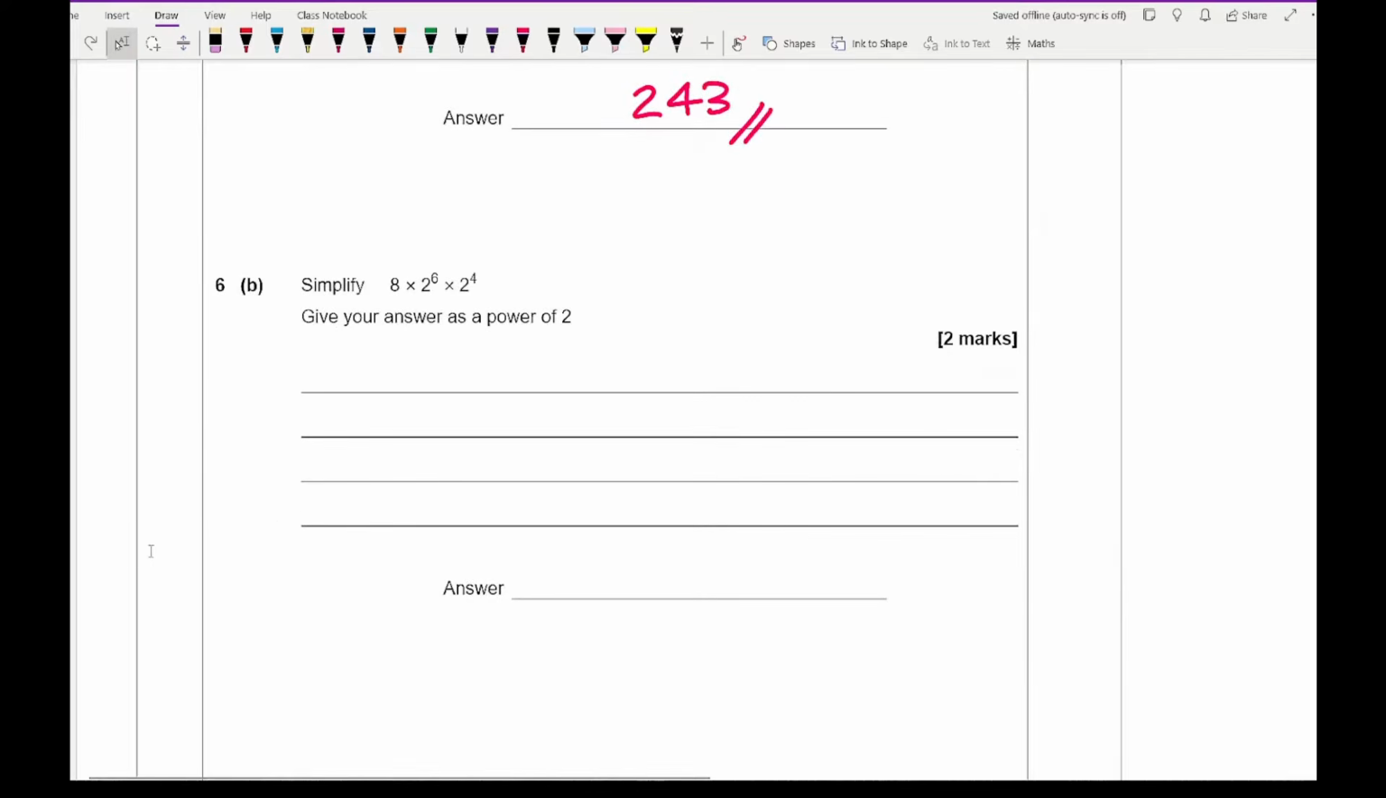Then working with part b, simplify. Now with this, what we need to try and do is write 8 as a power of 2. So 8 is 2 to the power of 3.